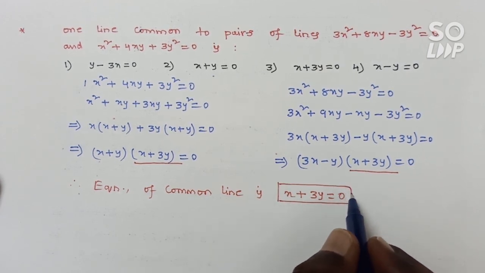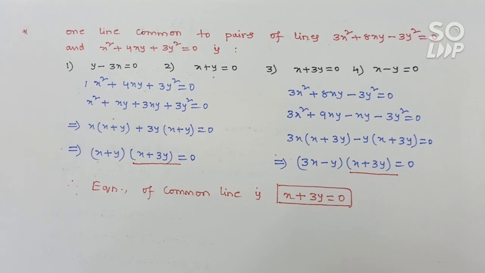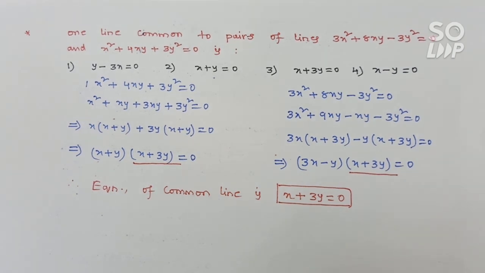So now this problem you can do in two methods. One method is the direct formula. If anyone forgot that formula, you can proceed with this method. So this is a very simple method to find the common line of the given pair of equations. Okay, right, we'll see the next question.